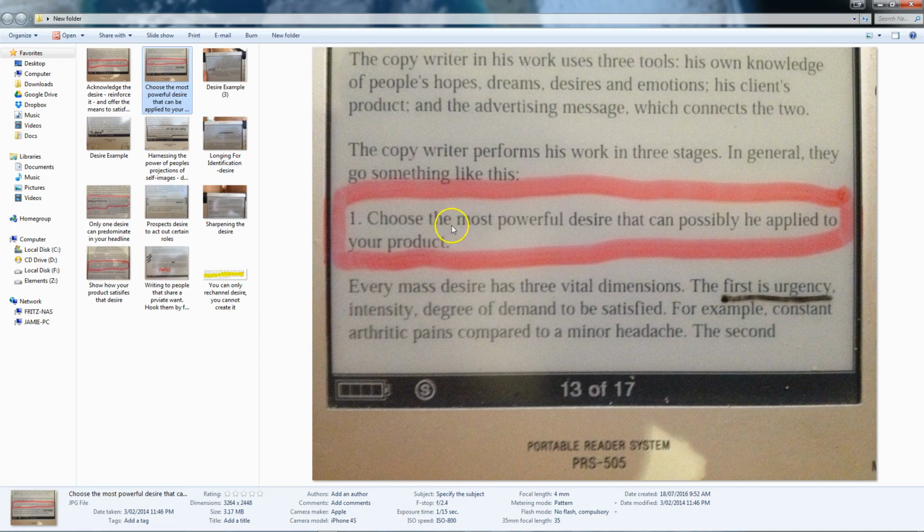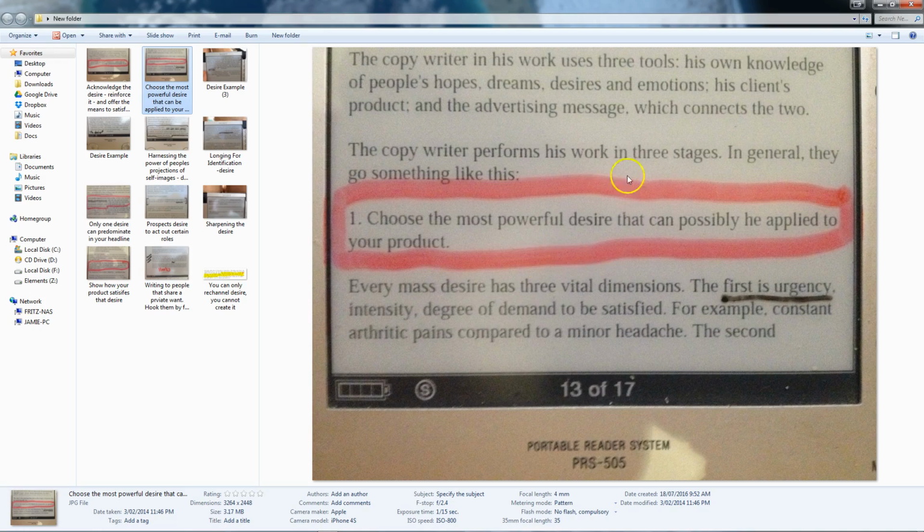So, choose the most powerful desire that can possibly be applied to your product. What is the desire in your product? What are you selling? For example, if you are selling lawnmowers, let's use a rather colorful example, you're working for a lawnmower company, writing blog articles. What is the desire that the client's target market would have?